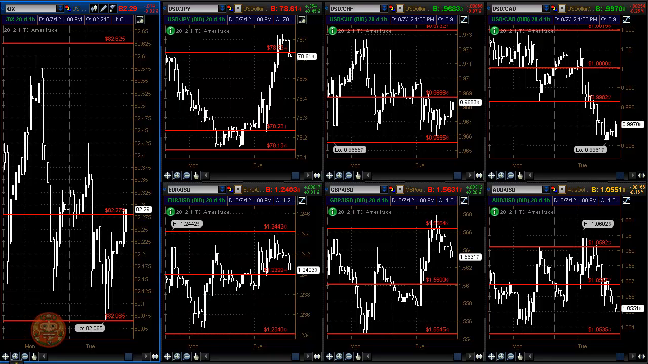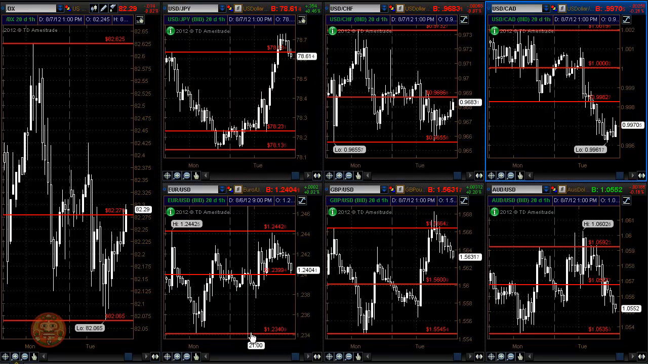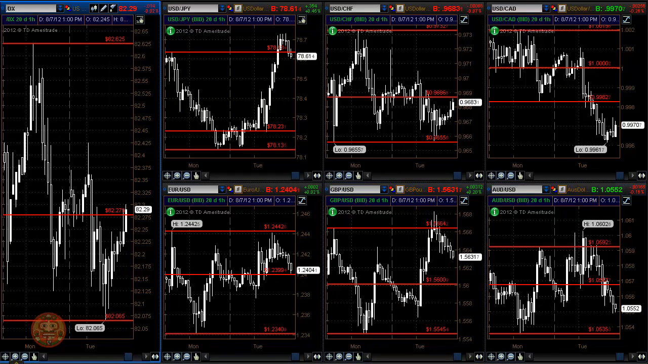As you can see, looking at the dashboard here, we got the dollar on the left and the yen, Swiss franc, and the Canadian across the top. You got the euro, the pound, and the Australian dollar all across the bottom. And the focal point here, of course, is the dollar index futures, taking a look at yesterday's price action versus today's.